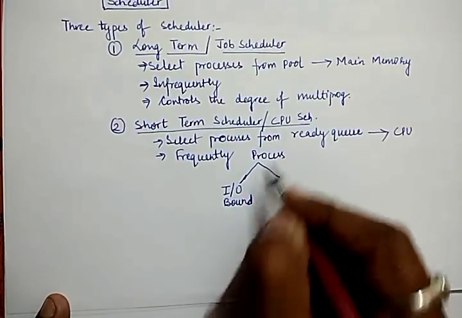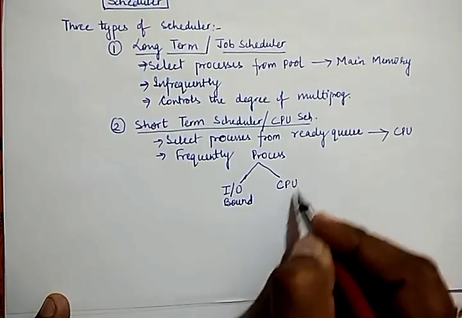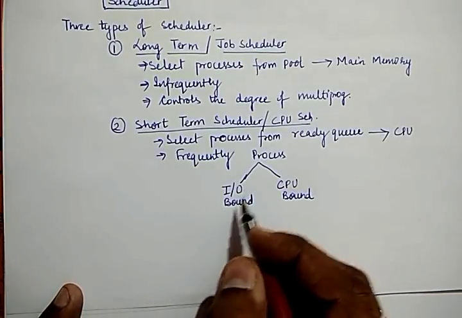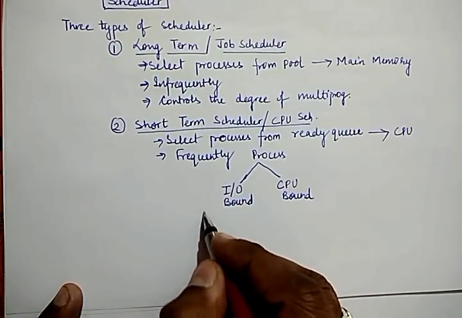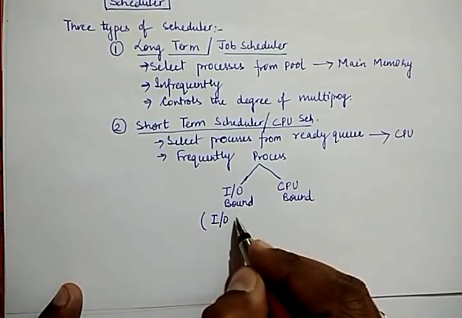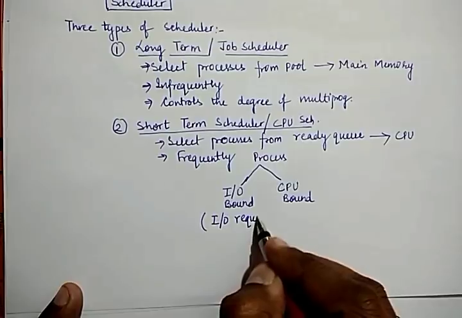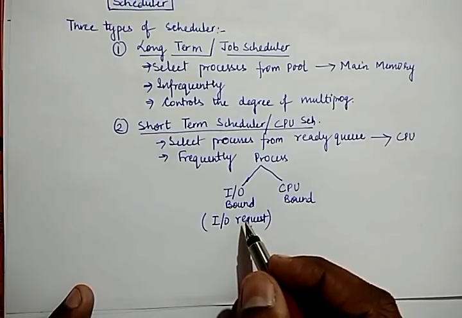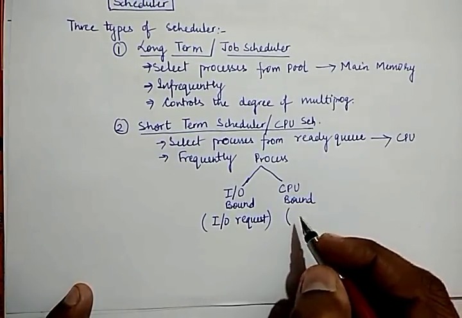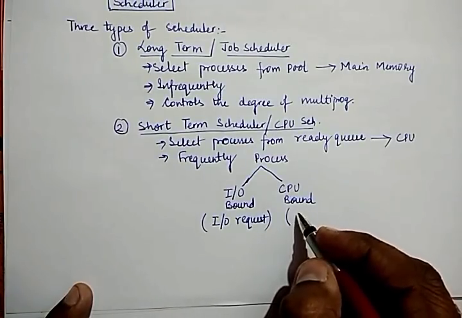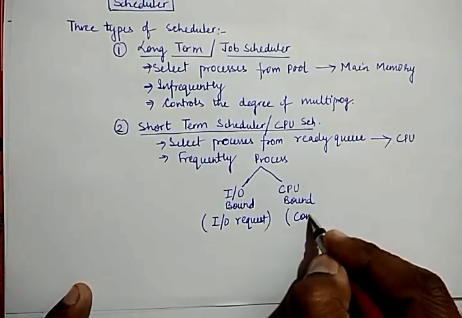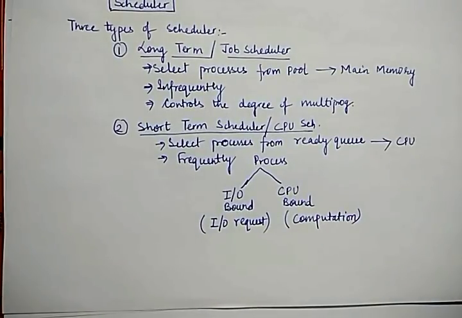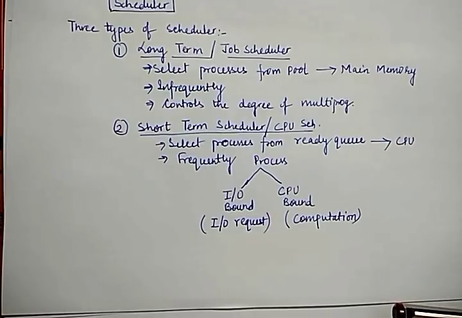The processes for this short-term scheduler are of two types: IO bound and CPU bound. IO bound processes spend more time doing IO requests. They frequently request IO devices and generally spend most of their time on IO completions. CPU bound processes spend most of their time doing computation and less time doing IO requests or fulfilling IO requests.